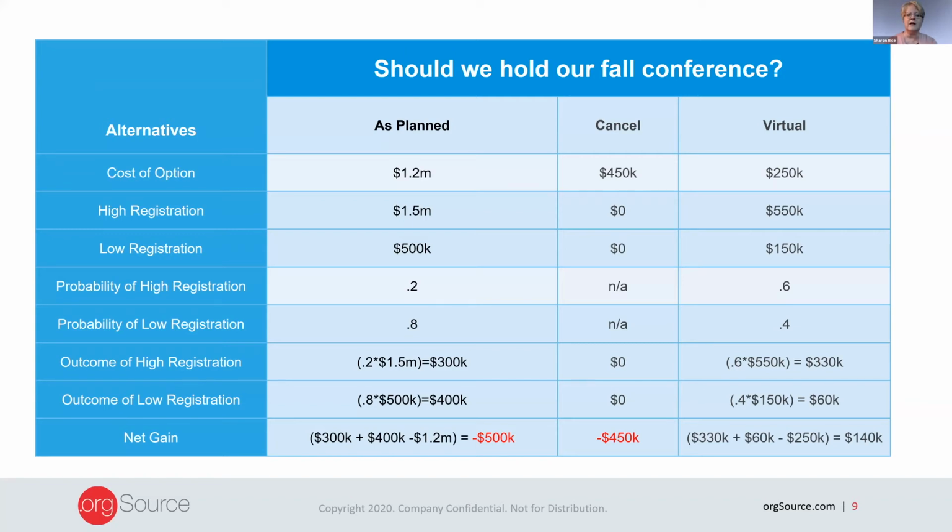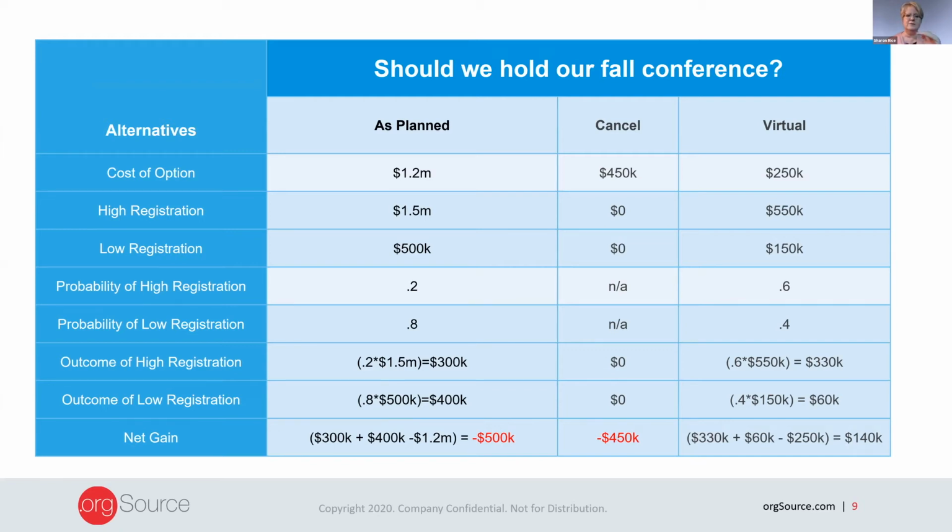Okay, so let's look at the first column. If we hold the conference as planned, in my example, I'm saying it costs $1.2 million for us to hold the conference. That's a no-brainer. I know what it costs me year over year to hold a conference. I've got a budget for the conference, and because this is essentially status quo, meaning I'm just going to proceed with my plans as budgeted, I can say with some confidence that if I proceeded as planned, it would cost me around $1.2 million. High registration for me, in my estimate, would be the same registration that I had last year, or what I budgeted for.